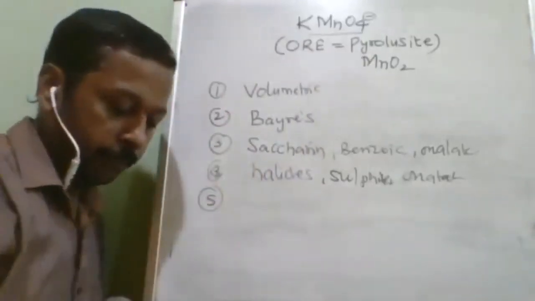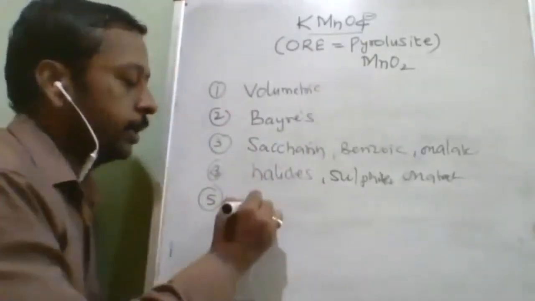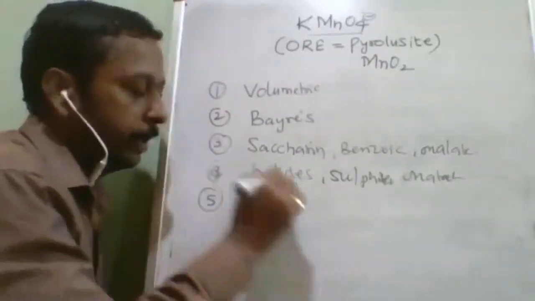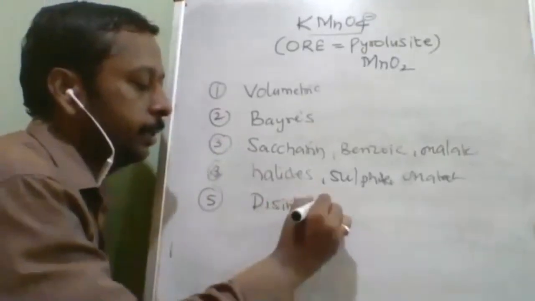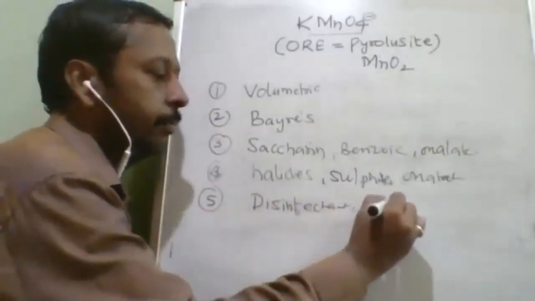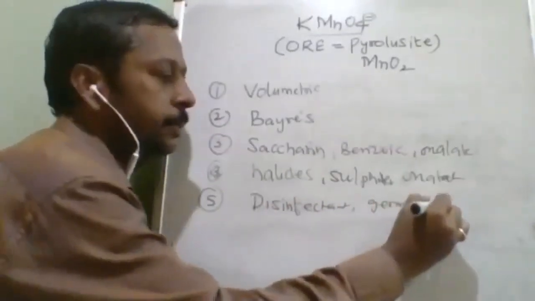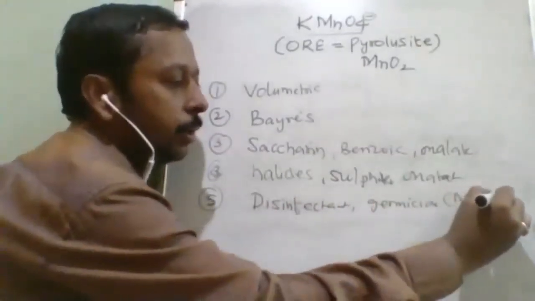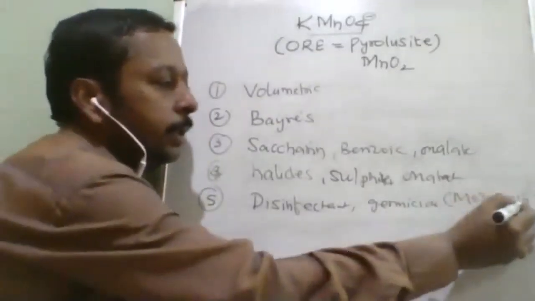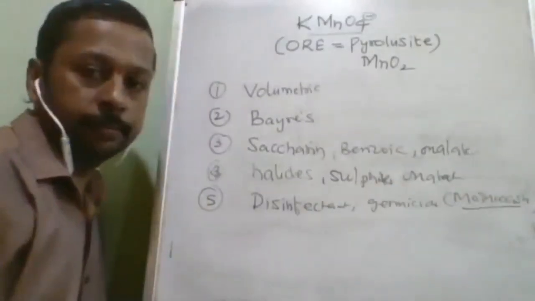And the fifth one is that it is used as a disinfectant to kill infection. It is used as a germicide, specially in mouthwash. So nowadays they are asking questions based on the uses also.